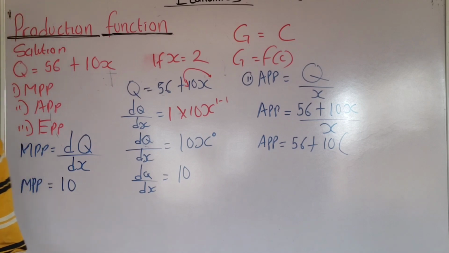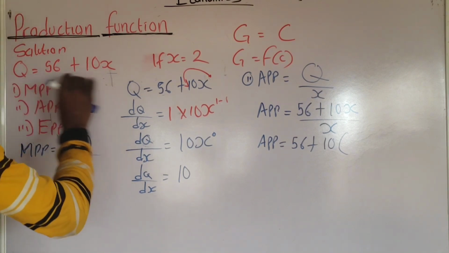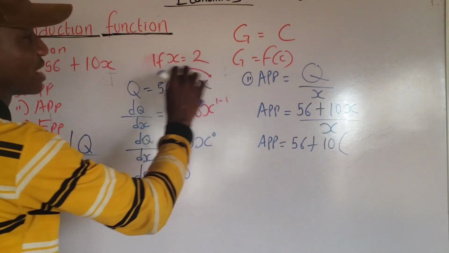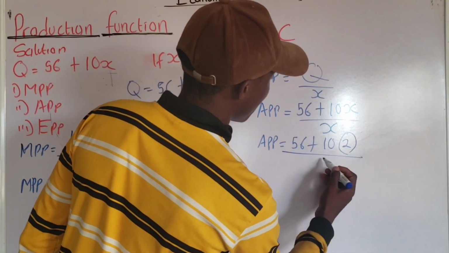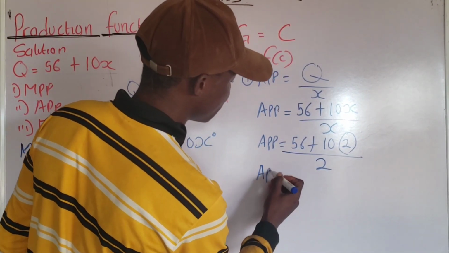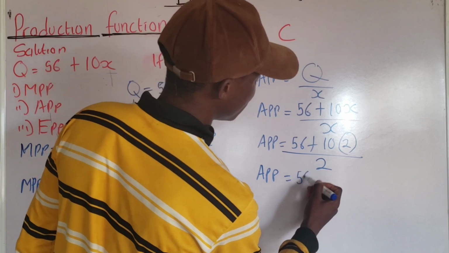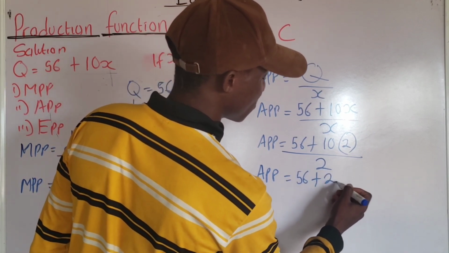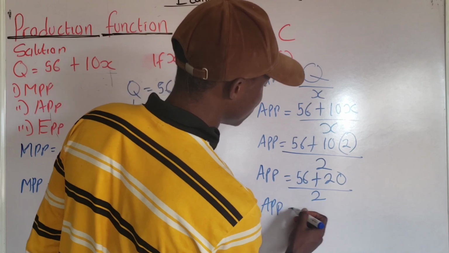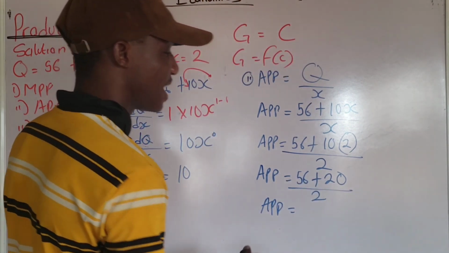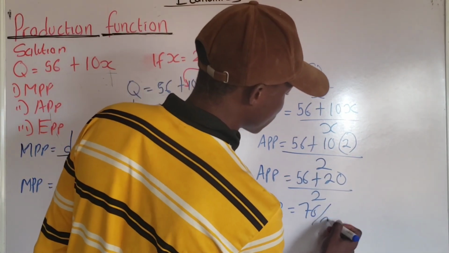In calculating the APP, all you have to do is divide the Q, which is the output, by the corresponding input. Now, the output is this. The corresponding input is x equals 2. So I'm going to have 56 plus 10 multiplied by 2 all over 2. Now, the average physical product will be equal to 56 plus 10 times 2, which is 20, so 56 plus 20 all over 2. That is 76 all over 2.